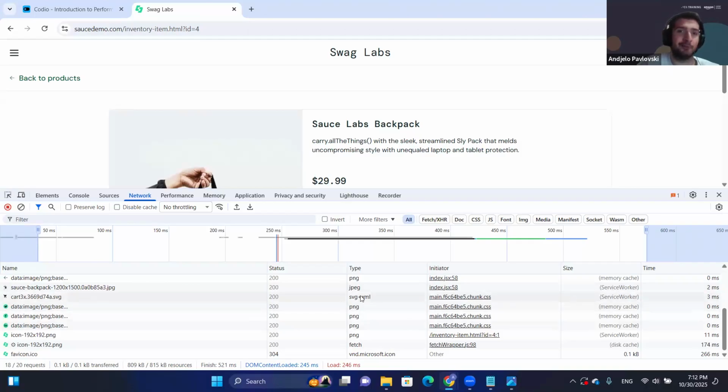Also, the way that we found the issue with the image in the scenario that I gave at the beginning was through the network tab as well, because we saw that the image was in a JPEG format, which is a lot larger than a PNG.